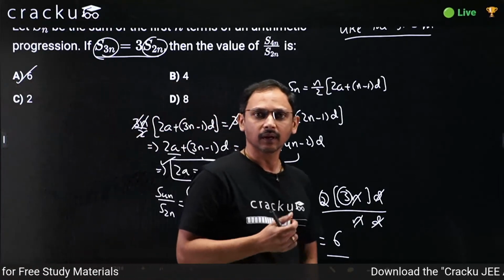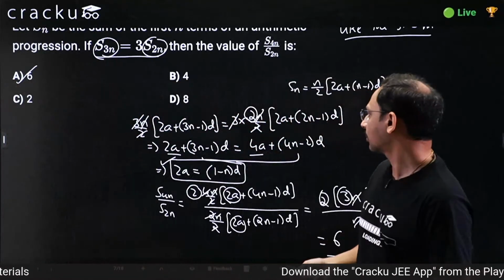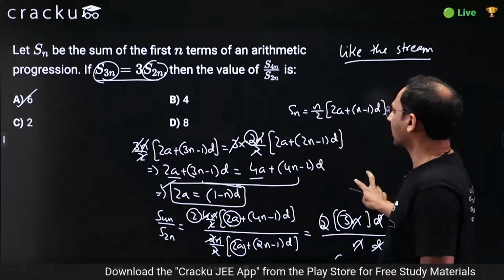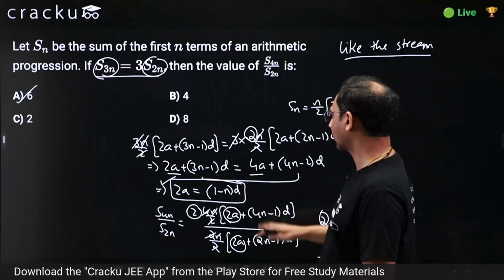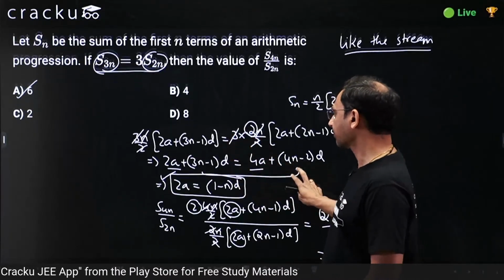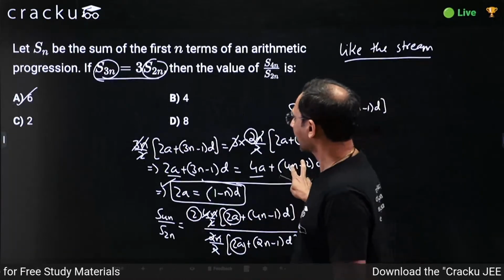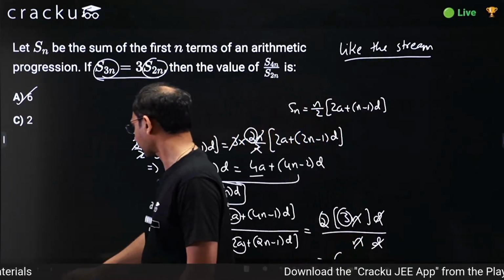So again, a direct formula on SN formula, direct problem. But in this particular problem, he is using it in two stages. One is in the given equation, and again in asking this ratio. Again, this is the previous JEE Mains question.